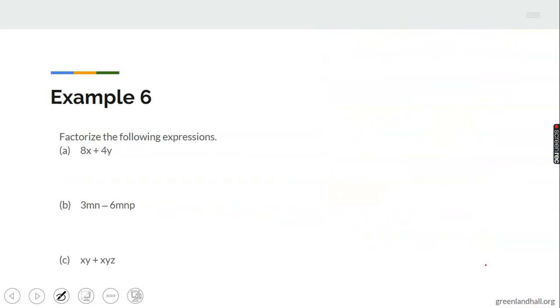Now, we want to factorize the following expressions. How do we start our factorization? Now, what is common here? 2. Okay, 4. 4 can go here, 4 can go here. We have 4 into 2x plus y. That's all.